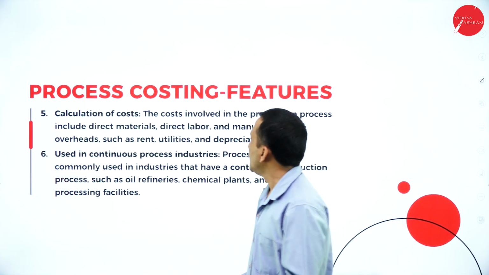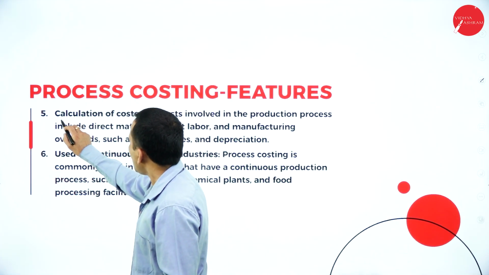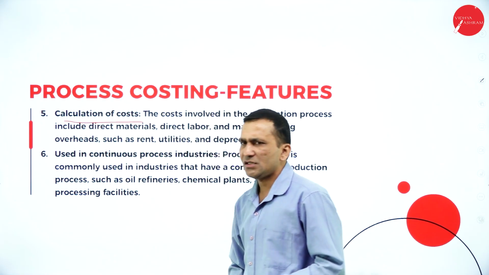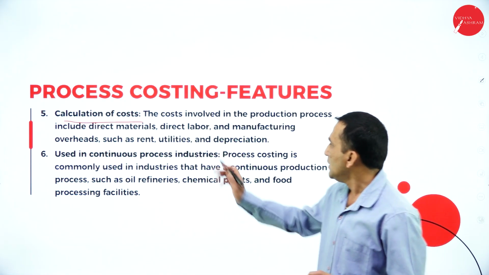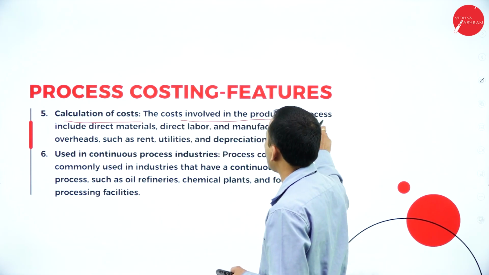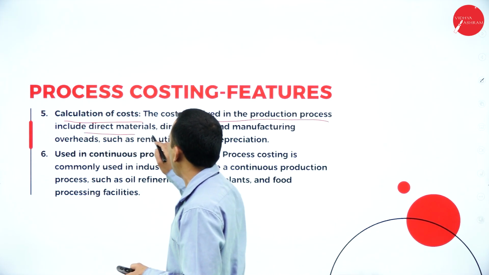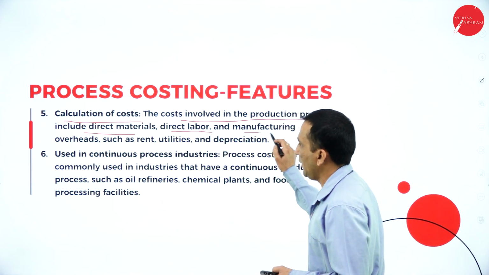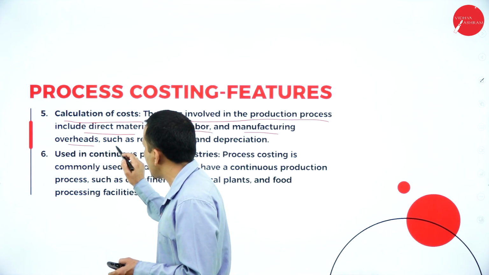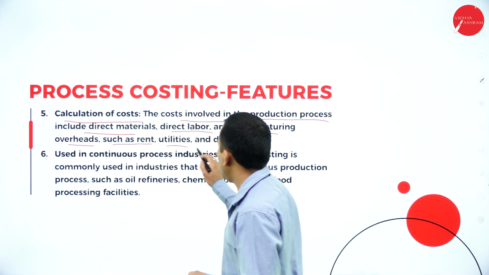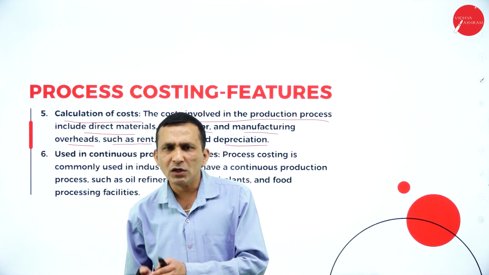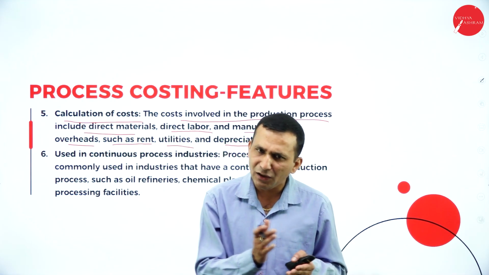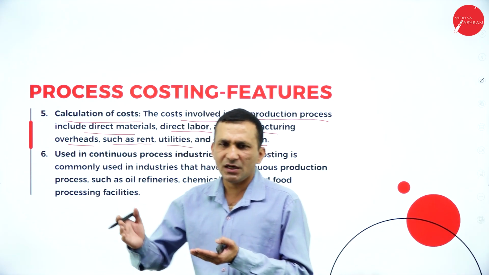Clear? Next, under calculations, there are different types of cost calculated here. The costs involved in the production process include direct material, direct labor, and manufacturing overheads such as rent, utility, depreciation. So if you want to produce anything, it will incur a number of costs, right?